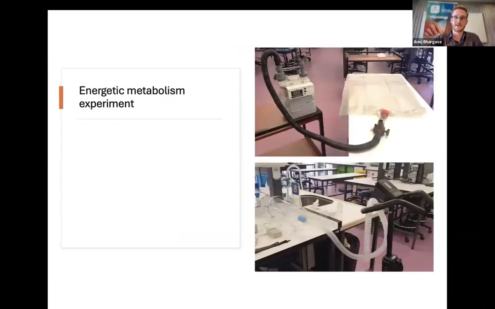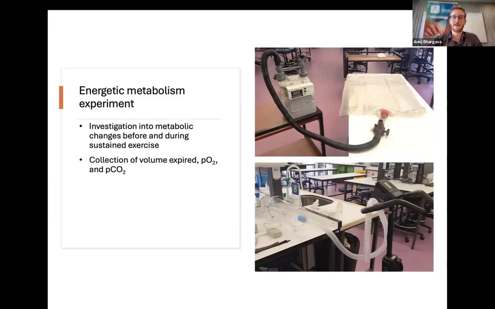So the experiment that I'd like to look at today is an exercise-based energetic metabolism experiment where we look at the metabolic changes in a subject before and during increasingly intense exercise. In this experiment, we ask a student subject to sit on an X cycle for 5 minutes as a rest or control period, and then perform 3 sequentially more intense 5-minute periods of exercise without taking any breaks in between. During this time, we collect the volume of the expired air, and we also analyze the partial pressures of both oxygen and carbon dioxide in that expired air.